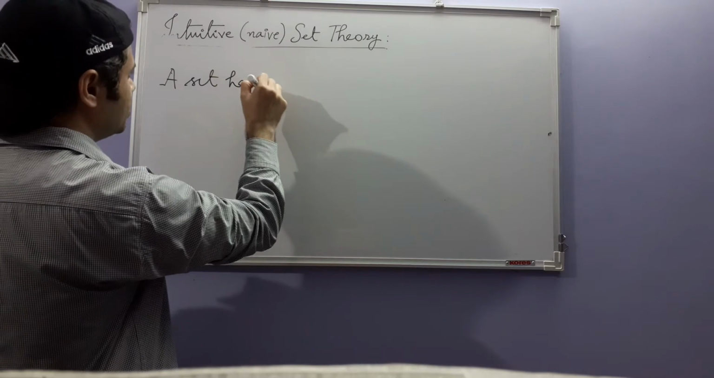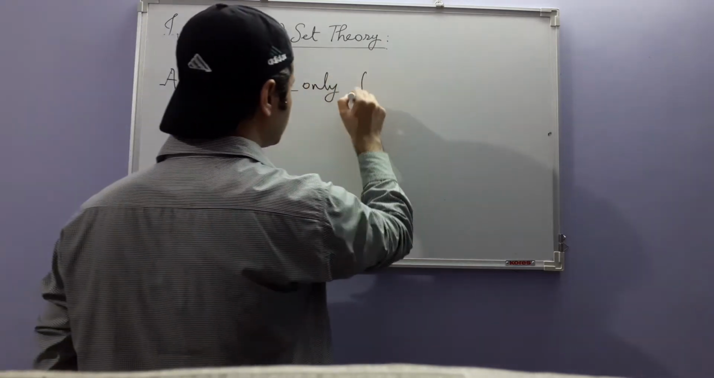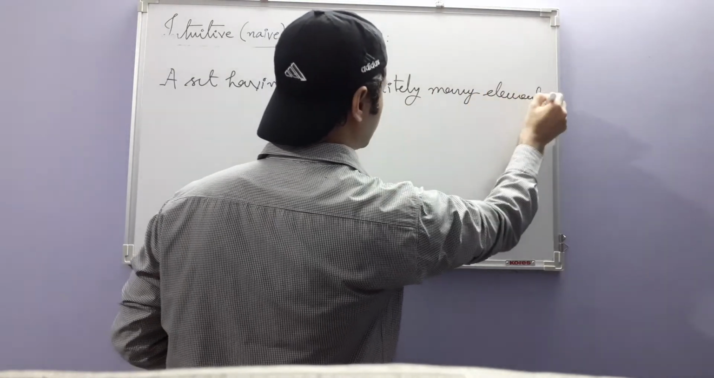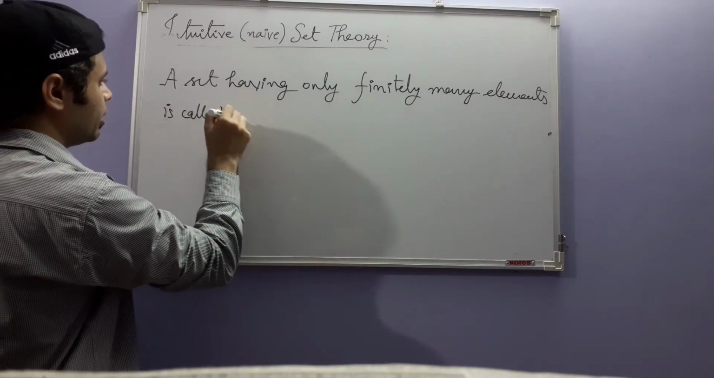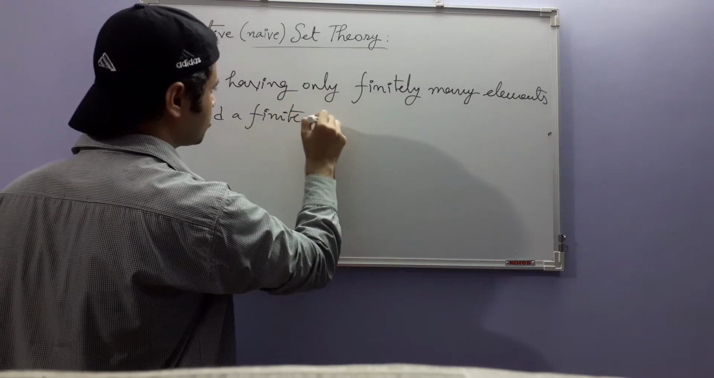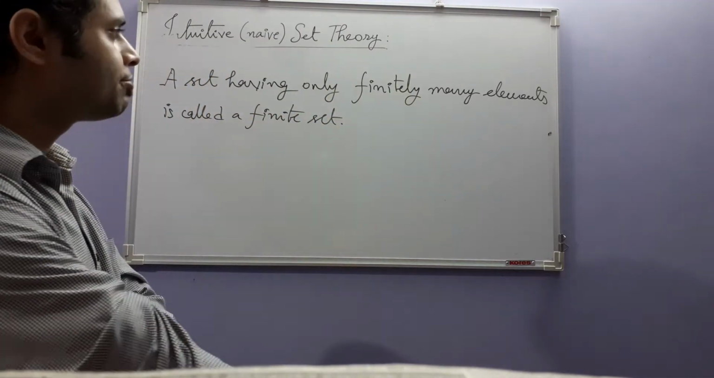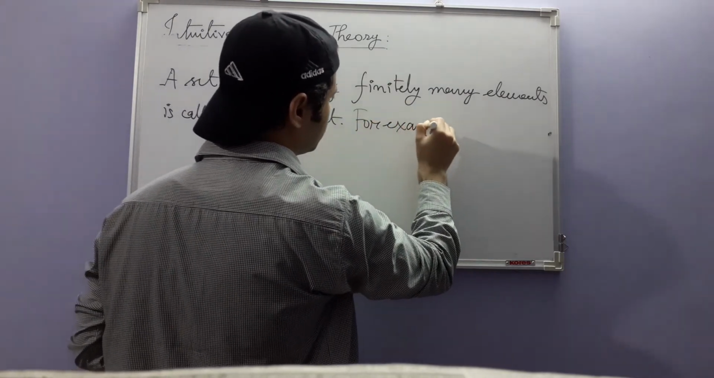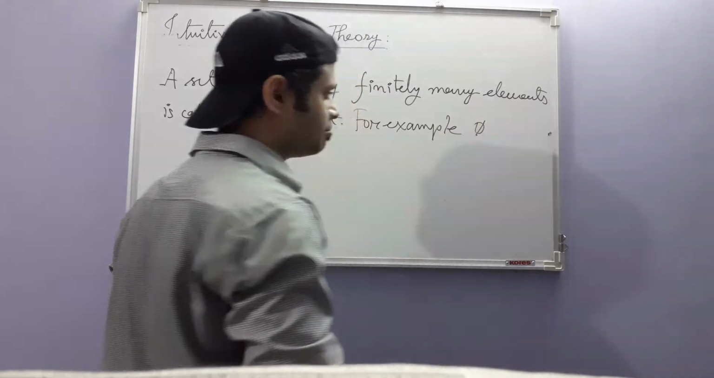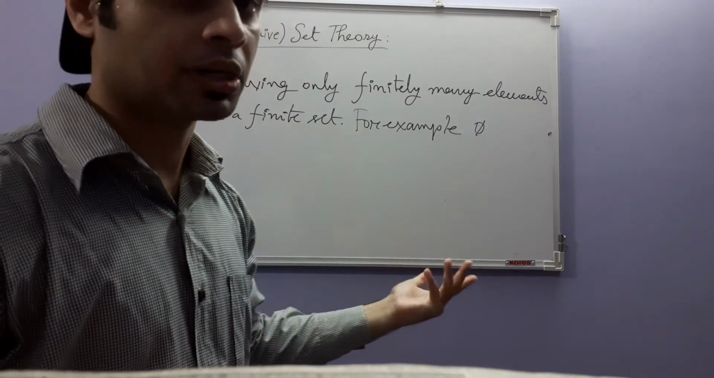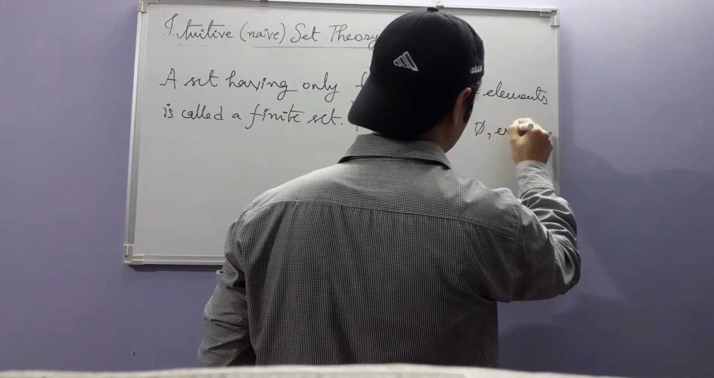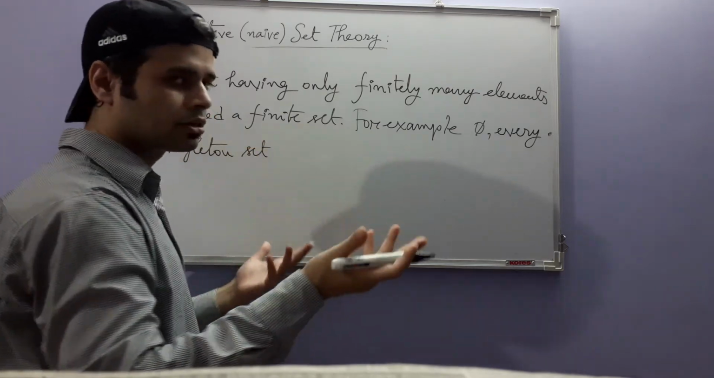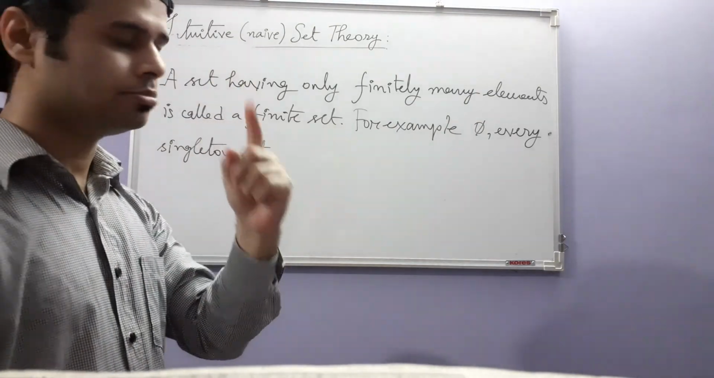We define a set having only finitely many elements is called a finite set. Okay, a set having only finitely many elements is called a finite set. For example, the empty set is finite because it has no elements, zero number of elements. Every singleton set is finite because each one of them has only one element.